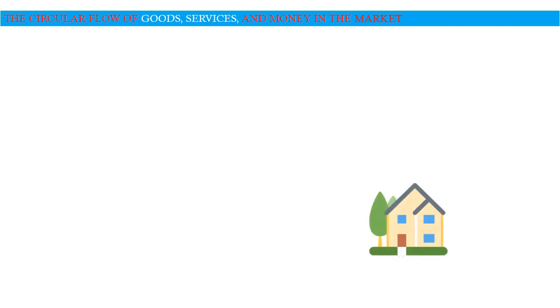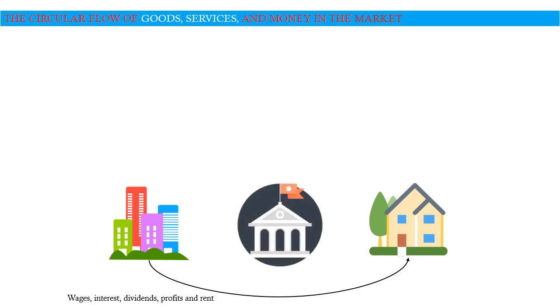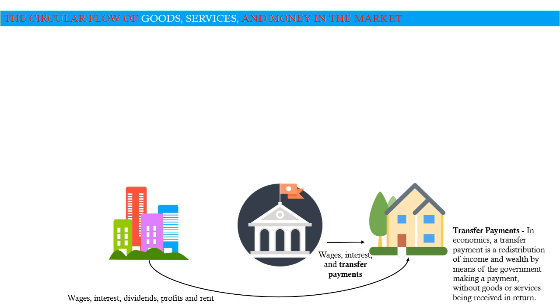Households work and invest in firms. Because of that, they receive wages for their work, and interest and dividends for their investments. They also work and invest in the government and receive wages and interest on government bonds. Many households also receive transfer payments from the government. A transfer payment is a payment by the government without goods or services being received in return. For example, SSS benefits, veterans benefits, and welfare payments. Together, these receipts make up the total income received by the households.